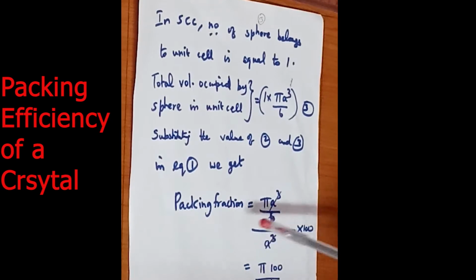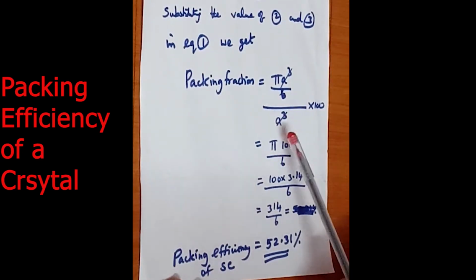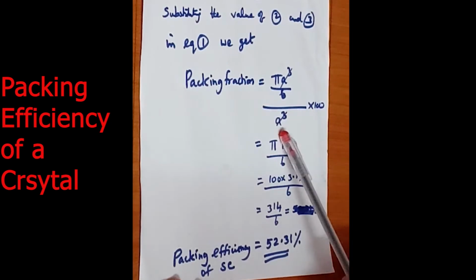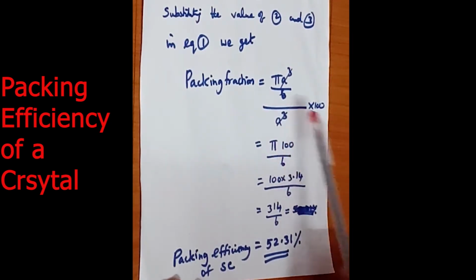So packing fraction, as we know, the formula of packing fraction is total volume occupied by the unit cell divided by volume of the cube in the unit cell, into 100. So when you divide, you can write packing fraction equal to pi a cube by 6 divided by a cube, which is the volume of the cube. So here a cube will get cancelled, so remaining will be pi by 6.